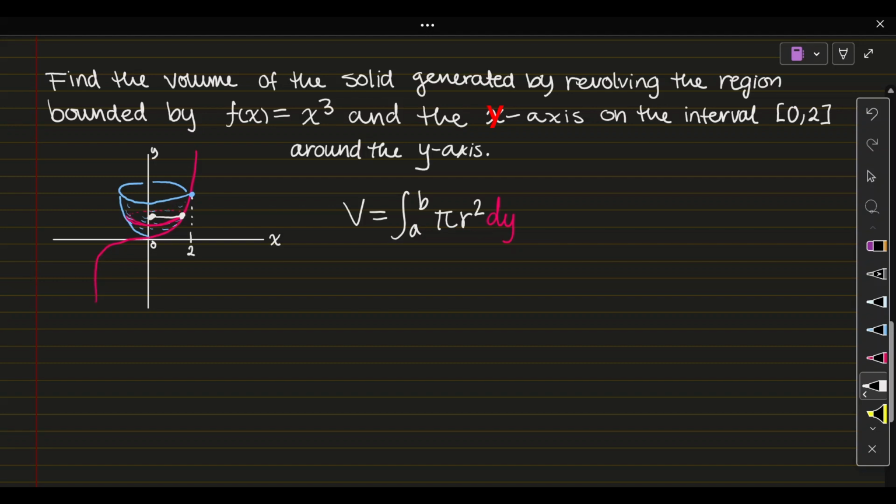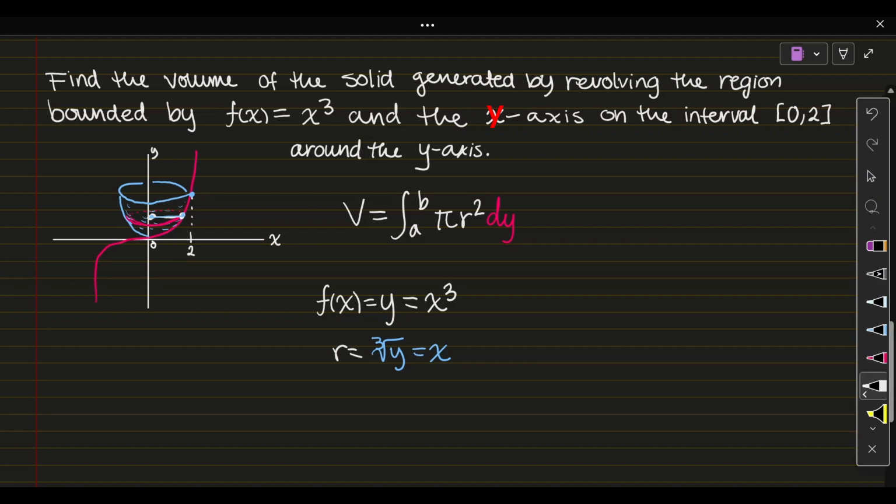So our radius is going to be this x distance here. Because we're integrating with respect to y, I want to solve for my function in terms of y. So we'll write f of x equals y, and that just means y is equal to x cubed. So this tells me that the cube root of y is equal to x, and this here will be my new function in terms of y. And so my radius here is just that distance from the y-axis to the cube root of y. So my r is actually equal to this.